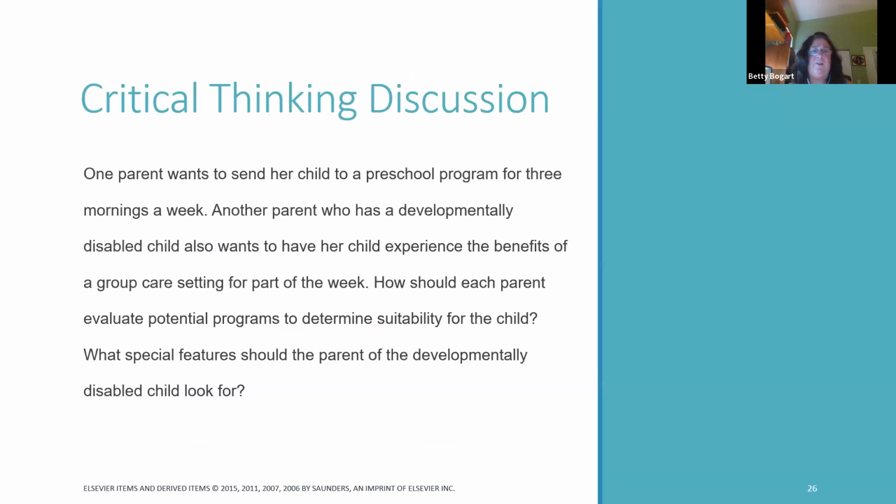So one parent wants to send her child to a preschool program for 3 mornings a week. Another parent who has a developmentally disabled child also wants to have her child experience the benefits of a group care setting for part of a week. How should each parent evaluate potential programs to determine suitability for the child? And what special features should the parent of the developmentally disabled child look for? Can you send all kids to the same daycare? Would it benefit them to go to the same daycare?